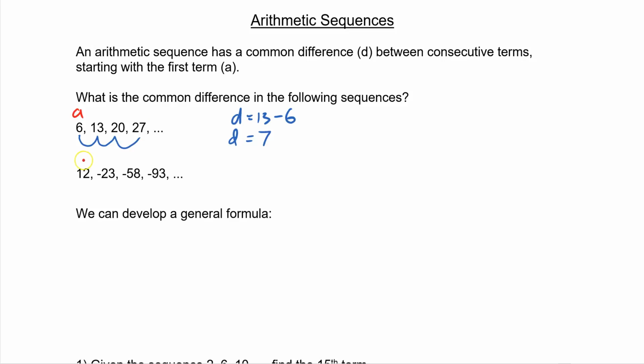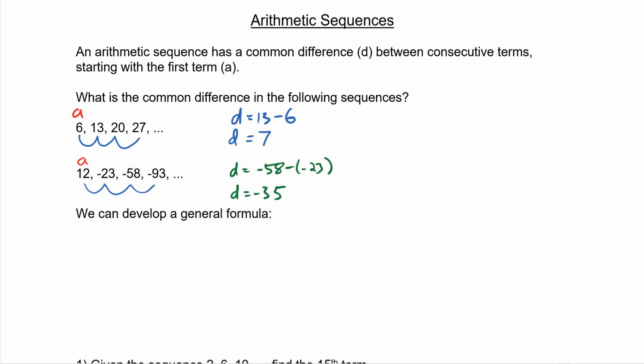For the next sequence, again, we have an a value of 12. That's the beginning of the sequence. And it may not be so clear what the pattern is here. So what we can do is, now you don't have to choose the first and the second term like you did last time. It can be any two consecutive terms. So to figure out my d value, I can take negative 58 and subtract the term before it, negative 23. So what we'll get is d is negative 35. So negative 35 is being added to each value to move down the pattern. Okay, so that's what an arithmetic sequence is. It's adding that common difference.